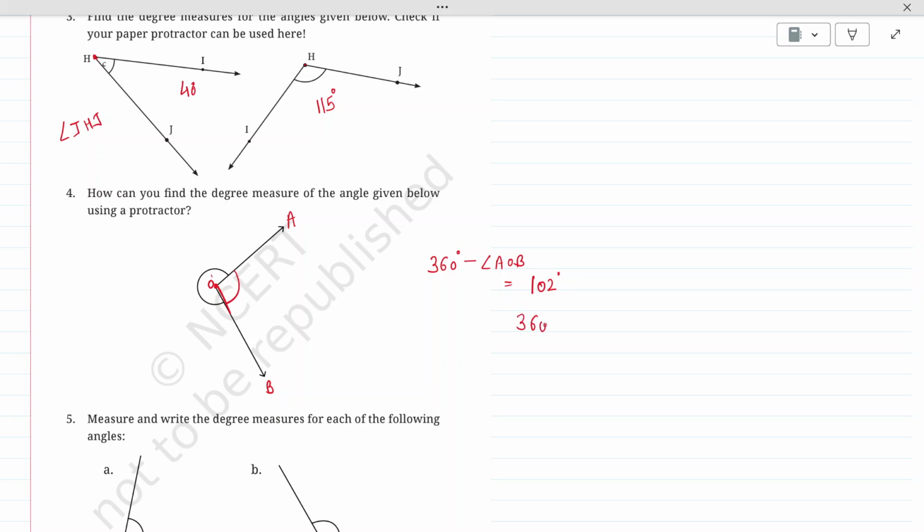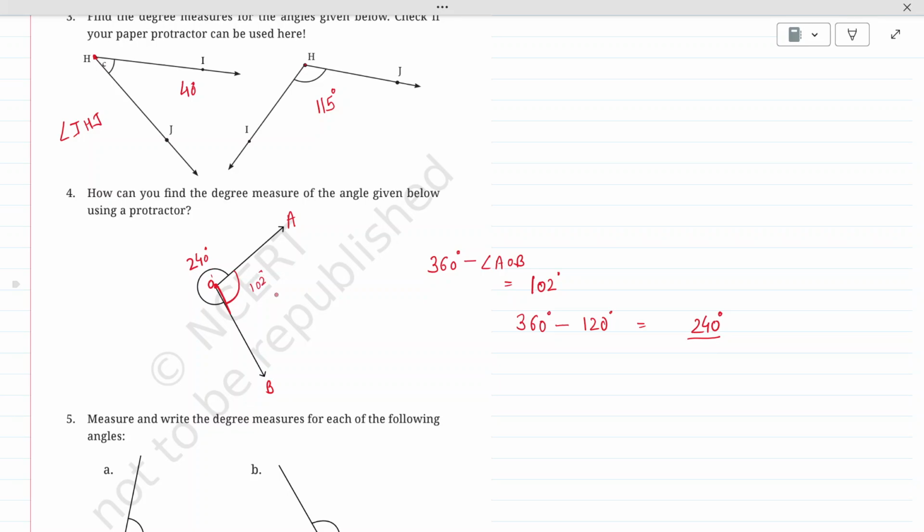So you can do 360 degrees minus 102 degrees. This subtraction will give me 240 degrees as the answer. So this complete angle is 240 degrees. I hope you understood. We find this angle by the usual method, and from the complete angle 360 we subtract it, and we will get the measure of the other angle. Because the whole is 360, so 360 minus this part which was 102, we will get the outer part.